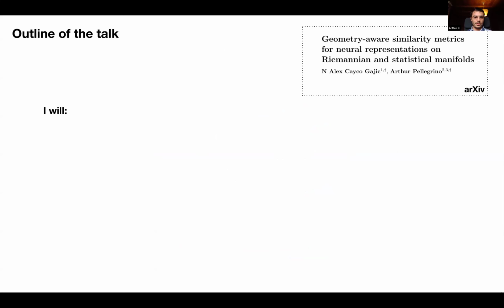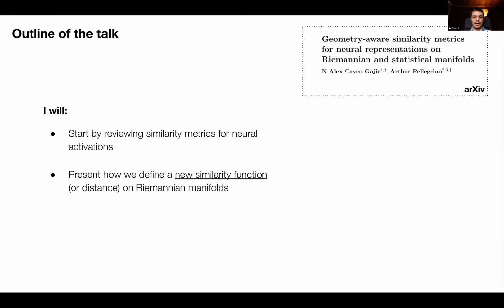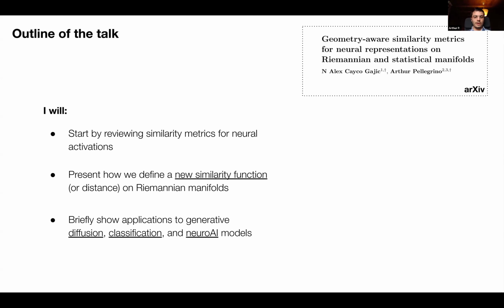So the outline of the talk is as follows. First, I will start by reviewing other similarity metrics for neural activations that are not based on Riemannian geometry. Then I will present the mathematics behind our new similarity or distance function between Riemannian manifolds. And then I'll show some applications to diffusion, classification, and, if I have time, perhaps NeuroAI.